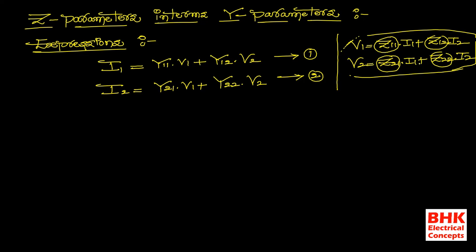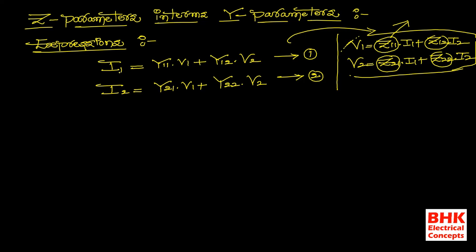So our target is to convert all these equations into these equations. If we convert these equations into these equations, then finally we can easily compare with these equations and you will get the value of all the impedance parameters. So that is our target. Now for that, what do we need to do first?